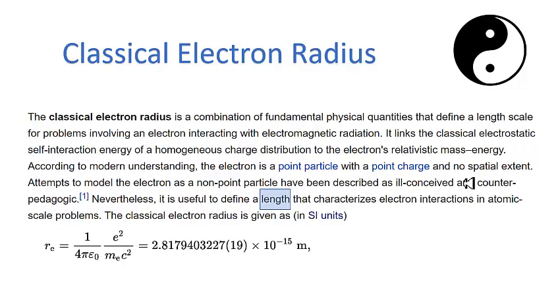Okay, so this is the part I don't like. According to modern understanding, the electron is a point particle with a point charge and no spatial extent. Attempts to model the electron as a non-point particle have been described as ill-conceived and counter-pedagogical. I'm going to read that again. Attempts to model the electron as a non-point particle have been described as ill-conceived and counter-pedagogical.